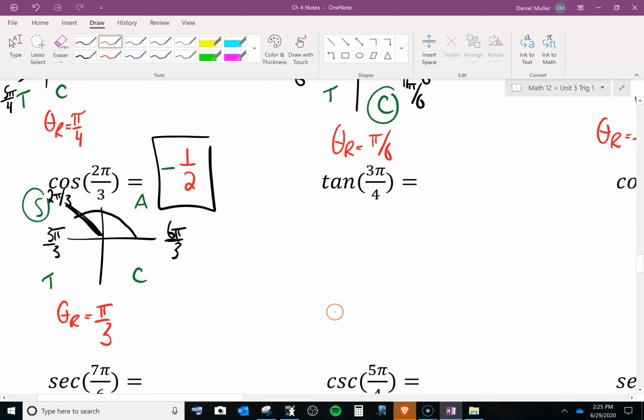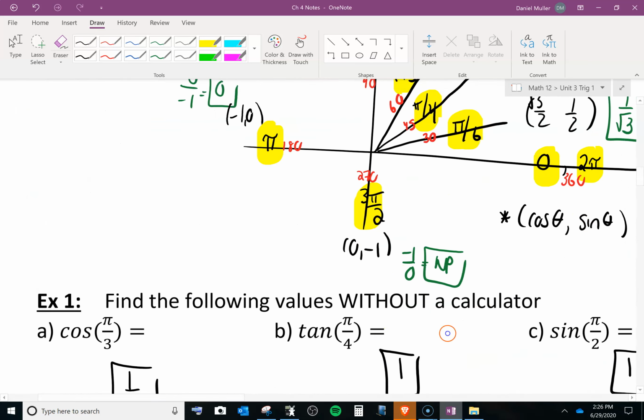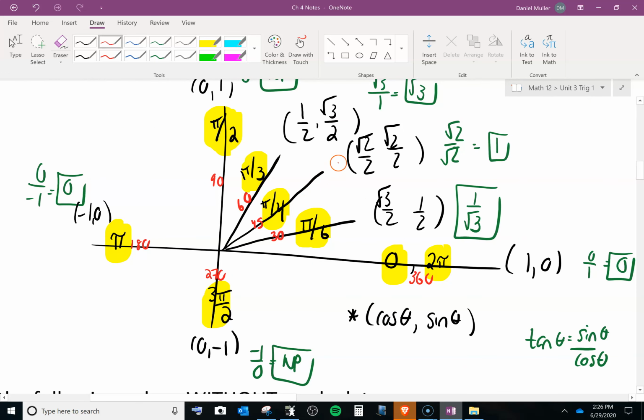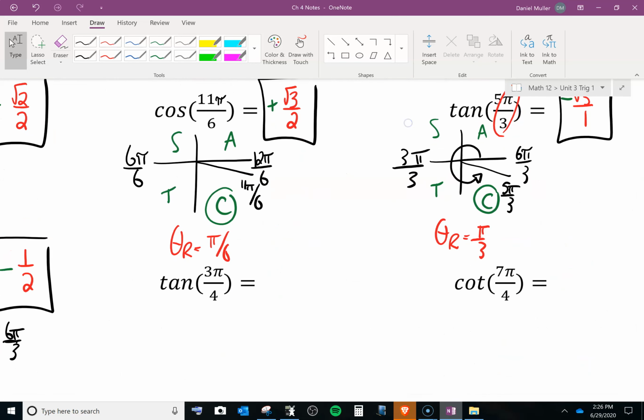All right, so now I'll do tan of 3 pi over 4. So my reference angle for this one right here would be pi over 4. And I need to find tangent of pi over 4. So let's look up at the chart. It would be nicer if this chart was closer by here. Tangent is 1. So my answer will be 1. And then I just need to see if it's positive or if it's negative. So there's my 1.